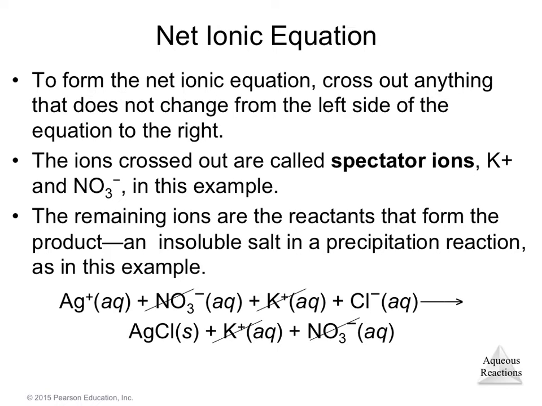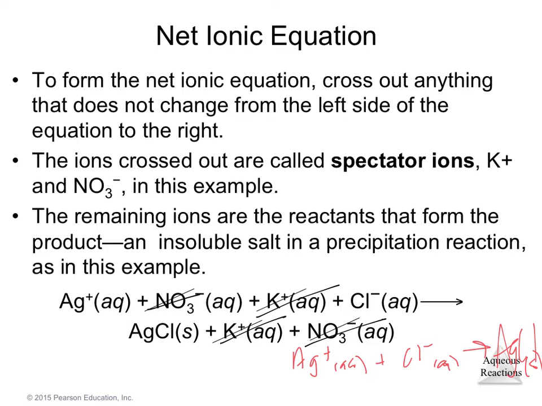Spectator ions start as ions, they finish as ions. And so what this means is down here we crossed out nitrate and potassium on both sides. If we wanted to rewrite this, we could rewrite it as Ag+ (aq) plus Cl- (aq) yields AgCl (s). Notice this is also balanced. This is our net ionic equation. This is actually showing what is happening. It's showing the chemistry behind this reaction.